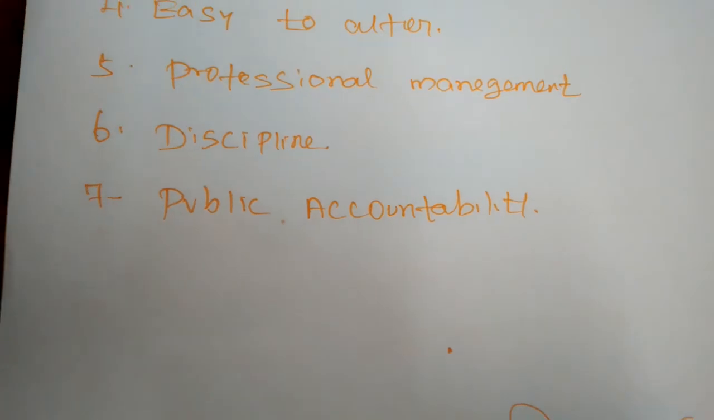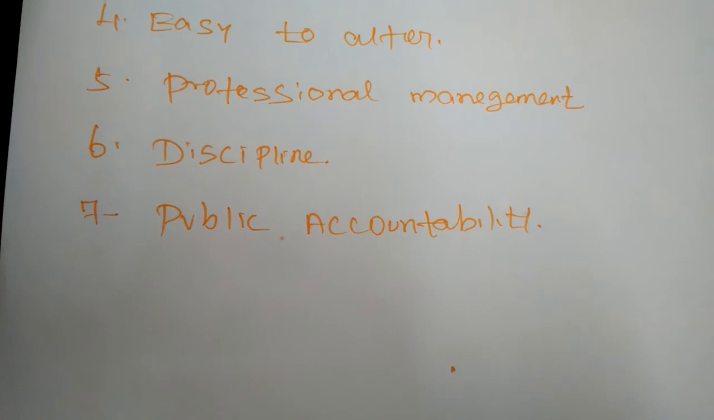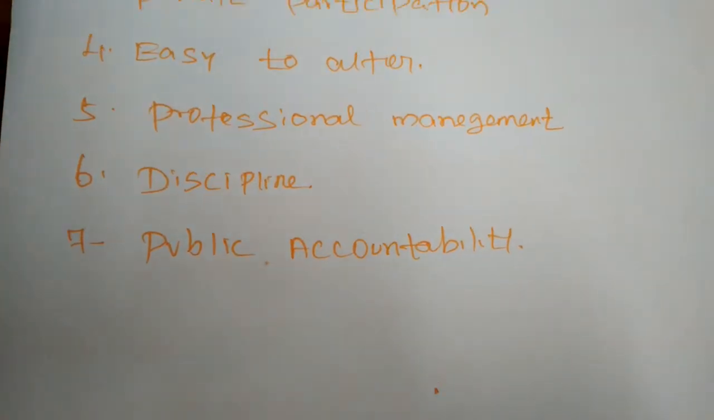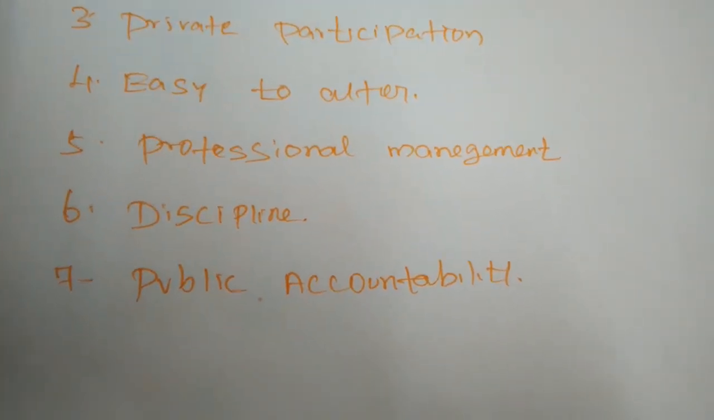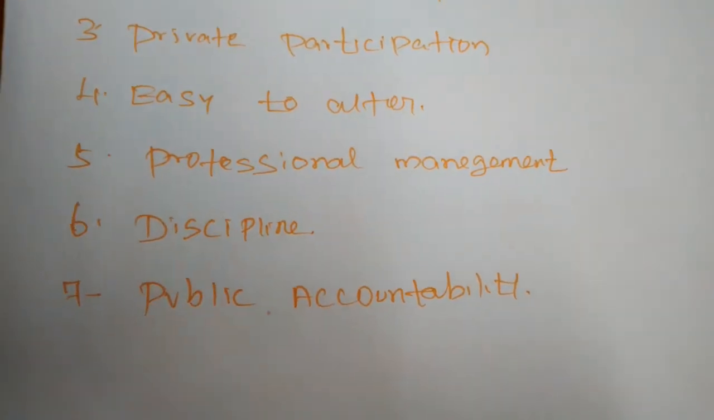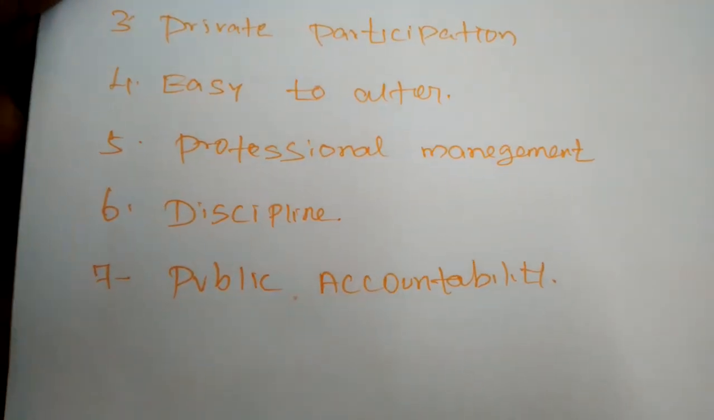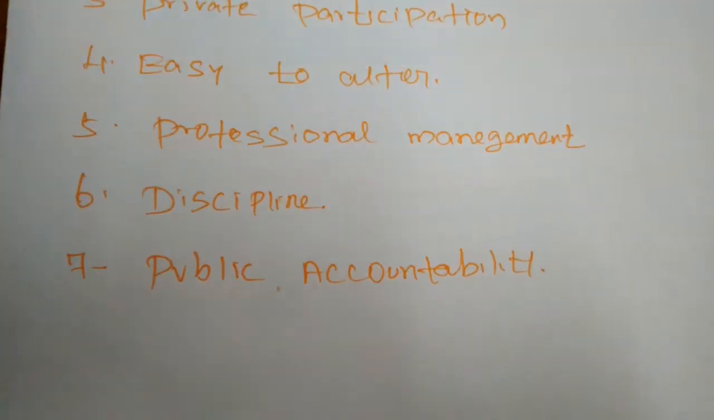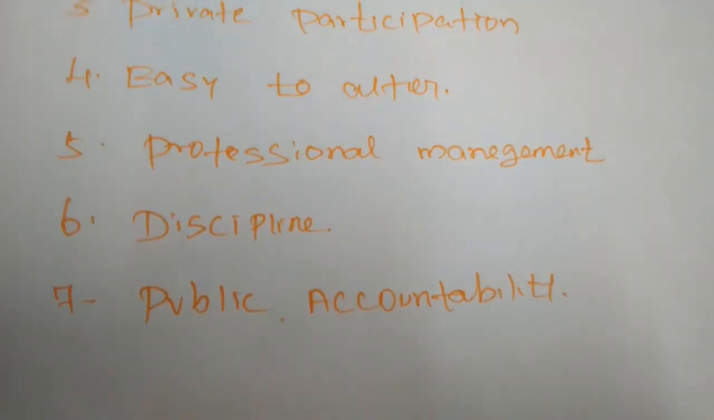Next, public accountability. The annual report of the government company is presented to the parliament or state legislature. These reports can be discussed and debated there. Every year the government companies have to submit their annual report, which will also be taken into consideration. When they are considered, the public will also have more confidence in government companies.